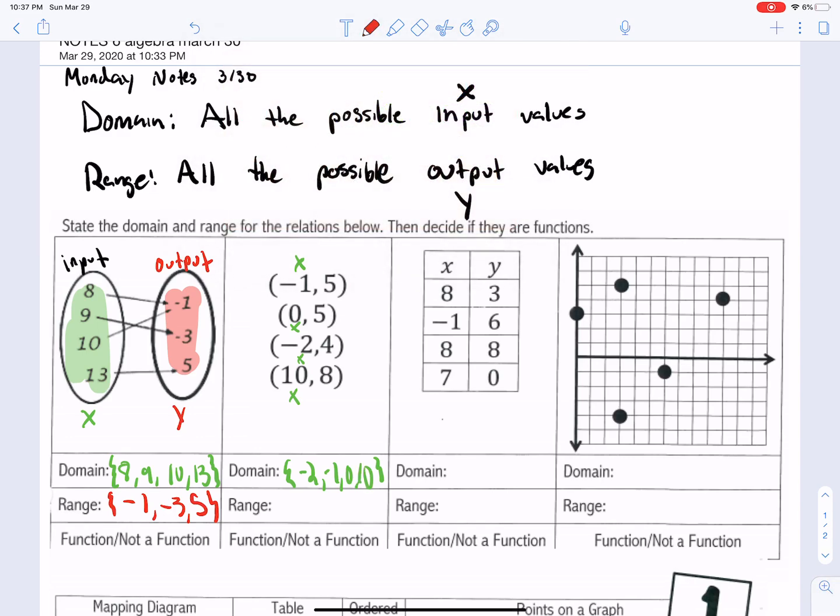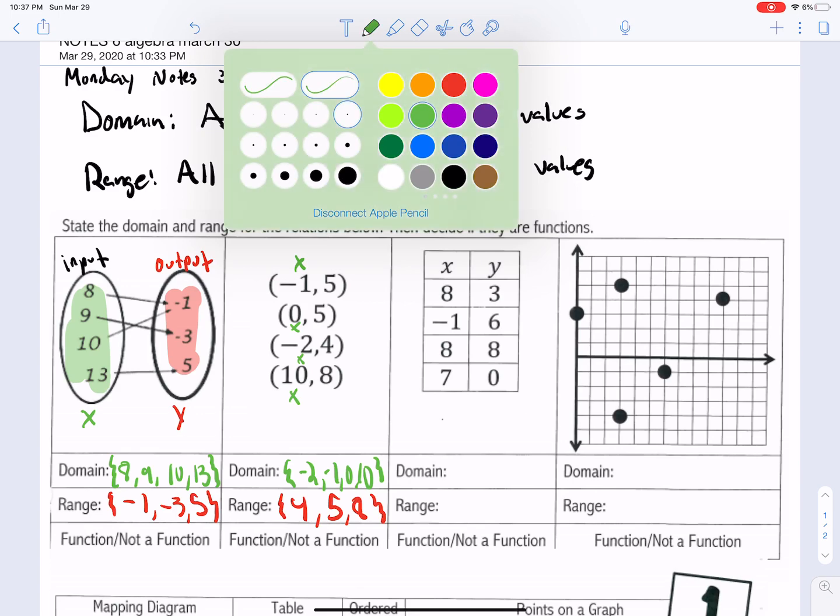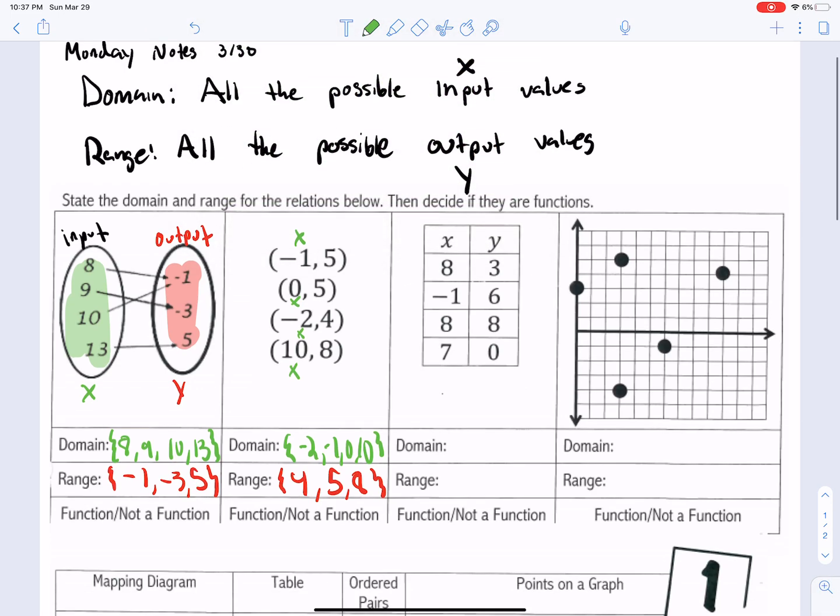And then for range, we're going to do the same thing. Put these squiggly lines, and we have 5, 5, 4, and 8. So we're going to go 4, 5, and we don't have to write 5 a second time. Just write it once. There's 8. There's the range. All right, go ahead and try that table. Pause the video, try the table for domain and range.